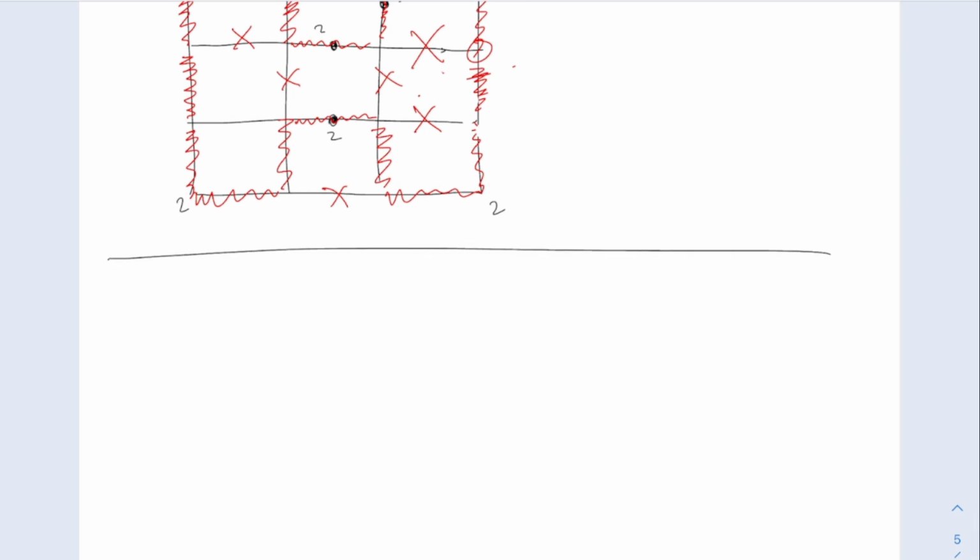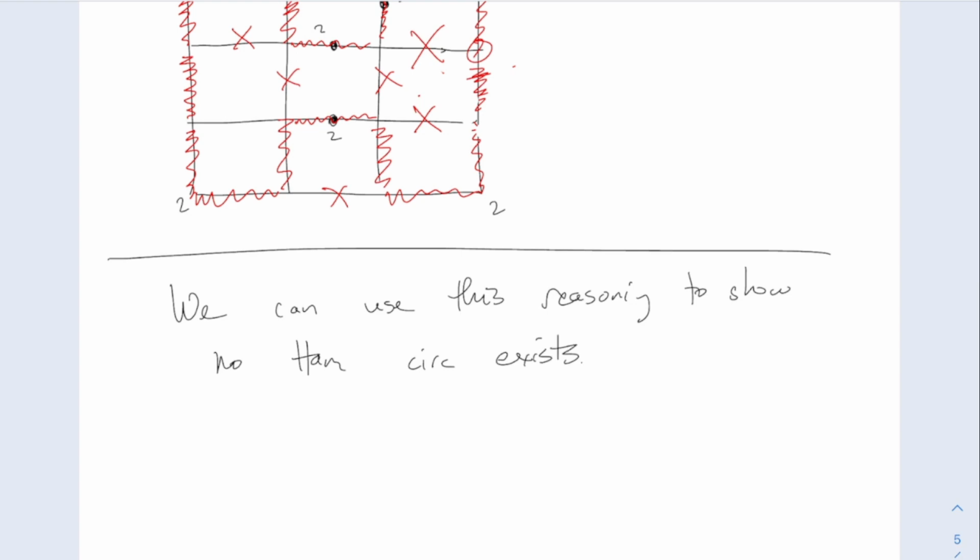The same reasoning, we can use this reasoning to show that no Hamilton circuit exists. So actually on our tests or on the homeworks, I'm more likely to just give you a graph. Rather than saying draw me a Hamilton circuit, I'm more likely to say either draw me a Hamilton circuit or explain why no Hamilton circuit can exist. So we use the same reasoning though to show that no Hamilton circuit exists.